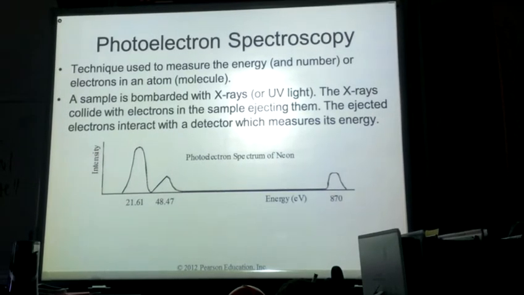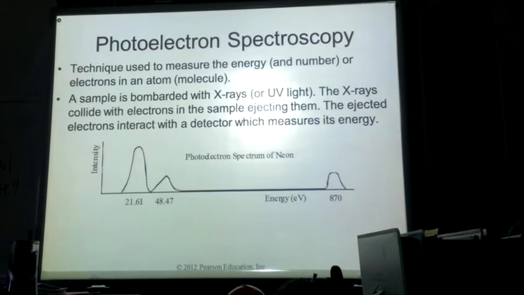So when I mean number of electrons in the atom, we're also going to say that that's equal to intensity. So intensity is going to be graphed on your y, and then the amount of energy that we see is going to be here on the x-axis. So how does this work?